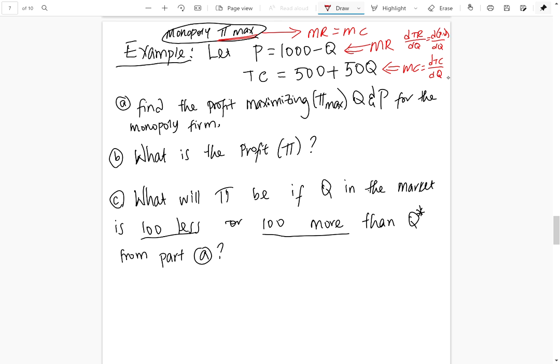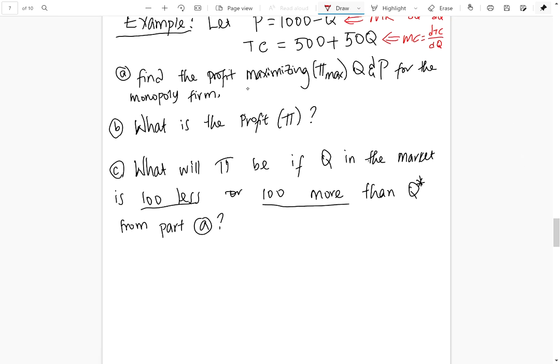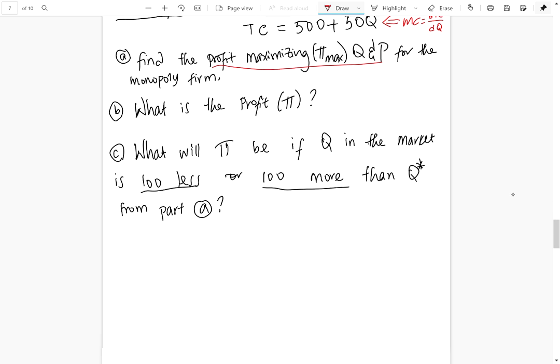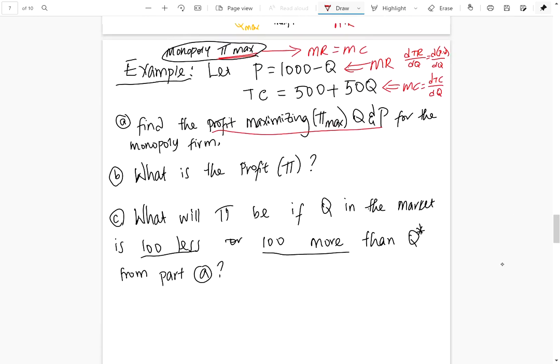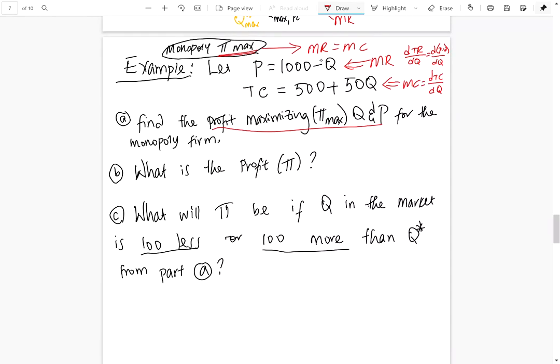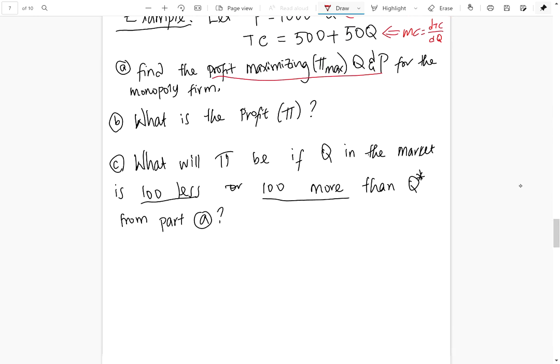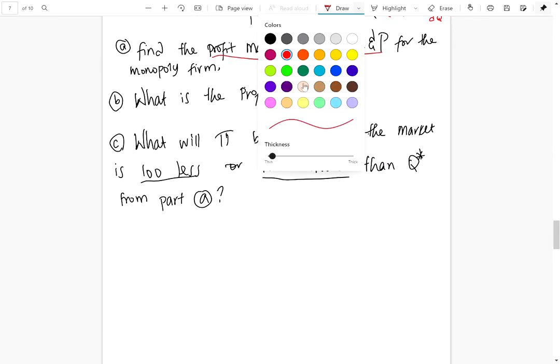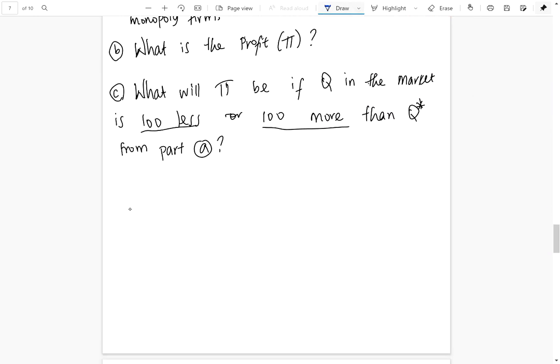Let's go ahead and get started. So we're going to start with part A, which is asking us to find that profit maximizing quantity and price. Please remember, we have to start with quantity just given the nature of our equation. Okay, so we have part A here. We need MR equal to MC.